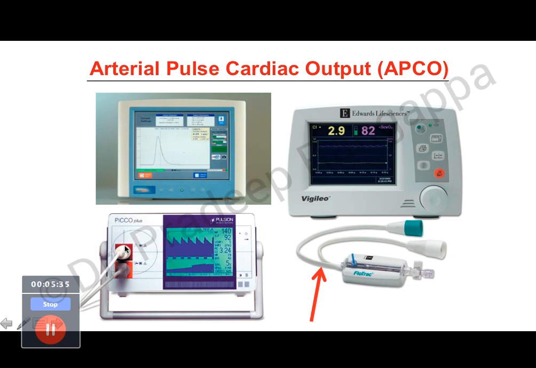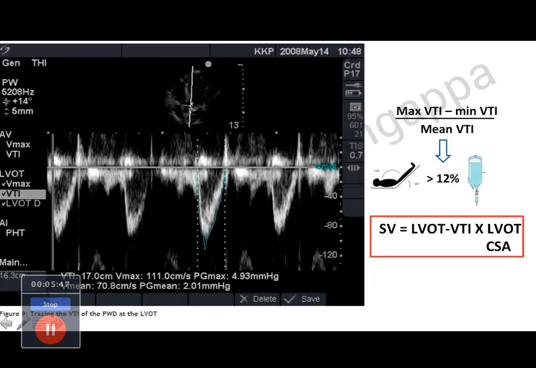You can use PiCCO, you can use LiDCO, or you can use Vigileo, or you can use FloTrac. I think in our hospital, we use Vigileo as a tool to monitor stroke volume variation. What I need to emphasize is the LVOT VTI, which we measure with an echo by placing the sample proximal to the LVOT opening and taking a pulse wave Doppler.